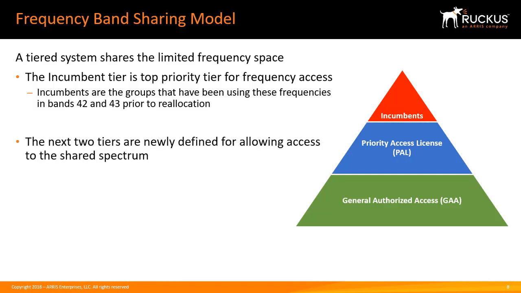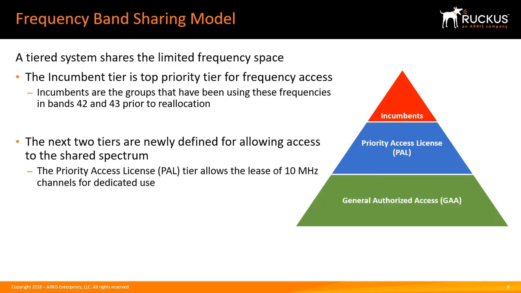The next two tiers are brand new. They were defined for allowing public access to this shared spectrum. In the second tier, we have the Priority Access License, or PAL users. This license allows at least a 10 MHz channel in a specific geographic area for dedicated use. While theoretically a PAL's 10 MHz channel could be taken over by an incumbent, the allocations of channels based on known data makes this scenario highly unlikely.